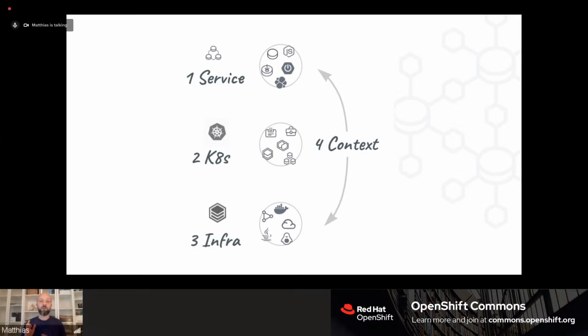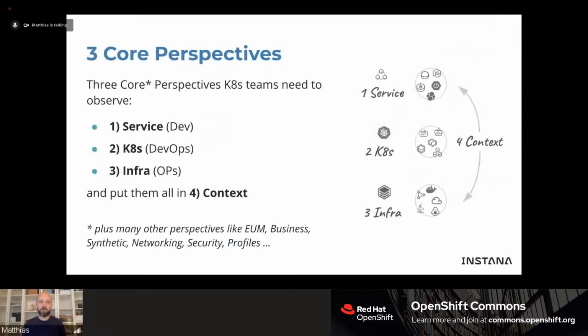You need to understand how all these things relate to each other. So that's the fourth dimension or perspective I'm going to talk about. So, in one slide again: if you reason about how we manage Kubernetes applications, I would start by looking at these three core perspectives: the logical service application, the Kubernetes layer in itself, and the infrastructure layer, and how all these things tie together.